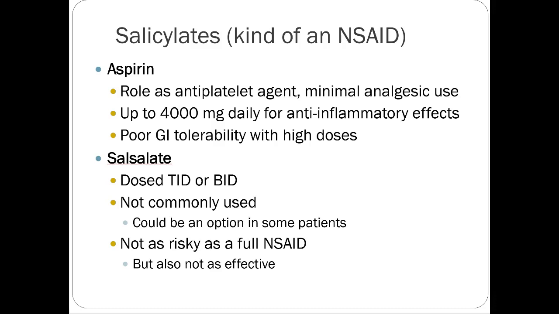Okay, aspirin. We talked about aspirin with respect to antiplatelets quite a bit. For analgesic use, it's minimal. You can take a lot of aspirin for analgesic use, but it causes poor GI-related side effects. So to get the doses you're actually going to need to have an effect, people aren't really going to tolerate it. So we can pretty much write that off for pain.